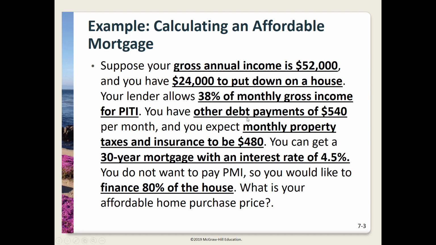So you have other debt payments of $540 per month, and you expect monthly property taxes and insurance to be $480. You can get a 30-year mortgage with an interest rate of 4.5%. You do not want to pay PMI. Remember, that's the insurance when you don't have at least a 20% down payment. So you would like to finance 80% of the house. In other words, we have to do a down payment of 20%. So what is the affordable home purchase price?